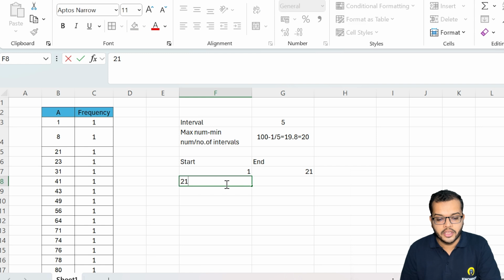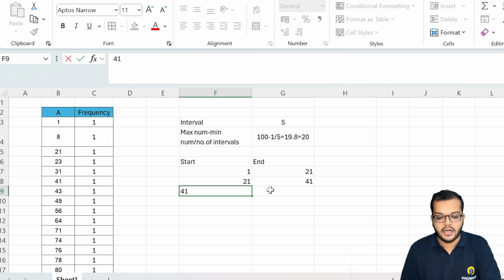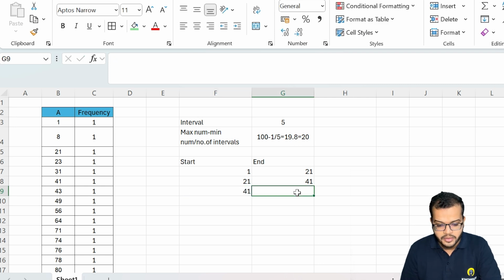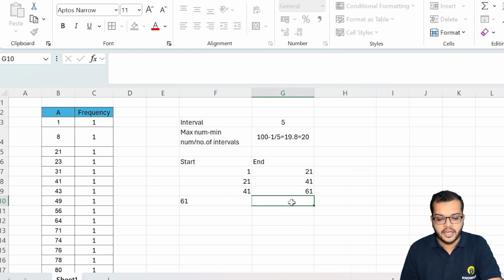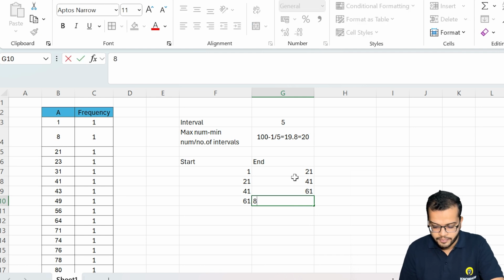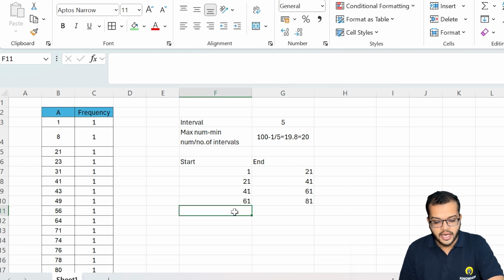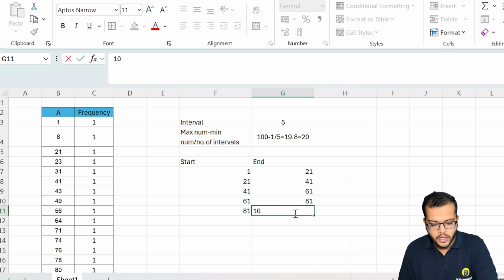So now I am starting with 21, adding 20, it will become 41. Again, with 41 I will start here and end by adding 20. 41 plus 20 becomes 61. Again I am starting with 61, and my interval ends by adding 20. 61 plus 20 is 81. Now again I will start with 81 and count 81 plus 20. So what is 81 plus 20? It is 101. Okay.